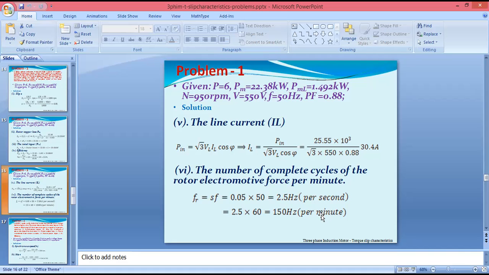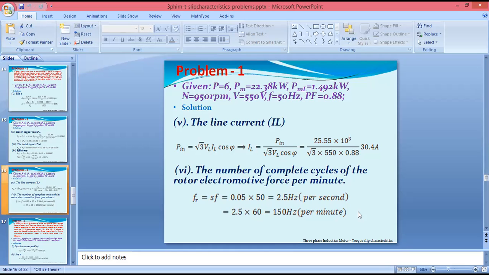And if you are writing per minute, you multiply by 60. So you will get 2.5 into 60. You can write in per second or per minute. If you multiply that value with 60, you will get the value per minute.